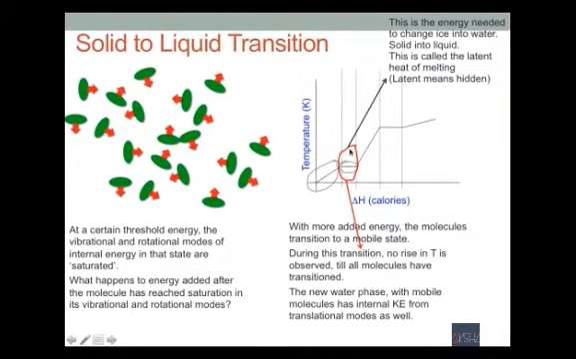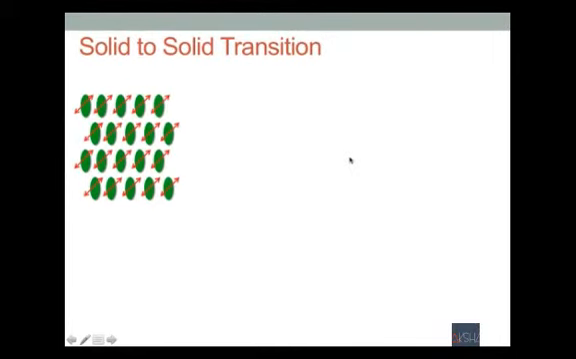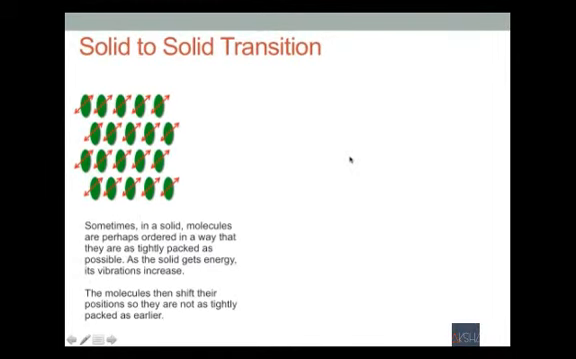This energy required to change ice into water, or solid into liquid, is called the latent heat of melting. Latent means hidden. We could also have a solid to solid transition. Sometimes in a solid, molecules are ordered in a way where they are very tightly packed. So when we add energy, they transition not to a liquid state, but to a slightly less tightly packed state, and they first transition to that state.